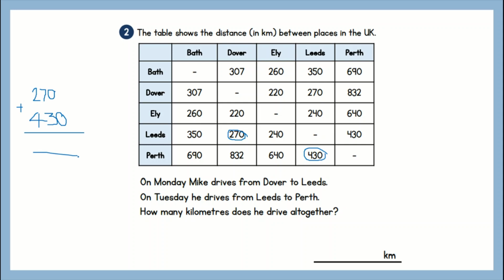0 plus 0 is 0. 7 plus 3 is 10. 4 plus 2 is 6. Plus 1 is 7. Our answer is 700 kilometres.